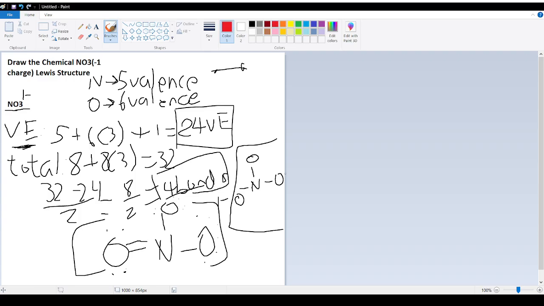So our final drawing is going to be this drawing here. There are 6 dots on this oxygen atom. The Lewis structure is officially complete.